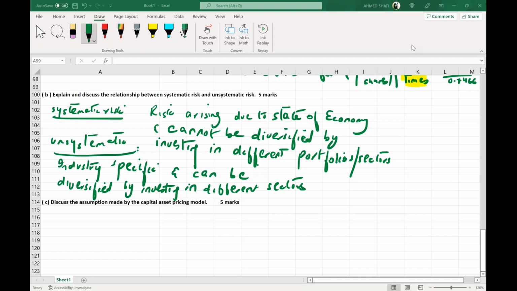So you should write the definition. When you write these definitions, you will get 1 mark each. And then you need to state that there is no relation between systematic and unsystematic risk. If a company invests in multiple portfolios, it will be able to diversify or eliminate unsystematic risk, but economic risk will still pertain. It won't get eliminated because of that. So it is difficult to prove any relation between these two types of risks.